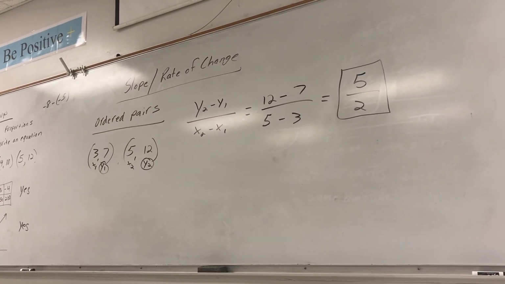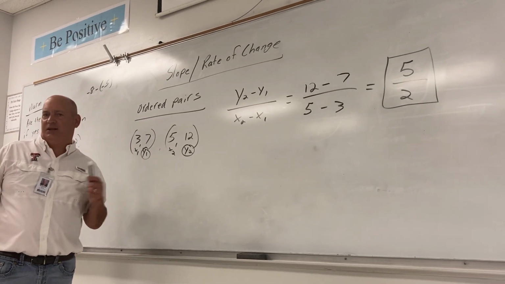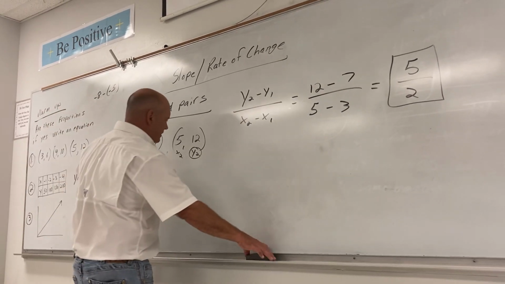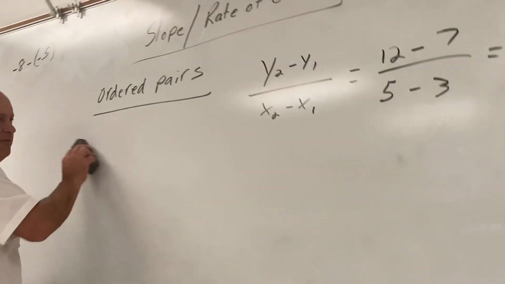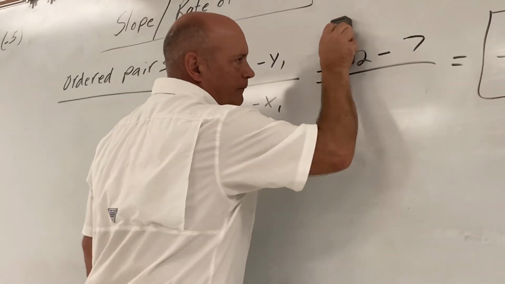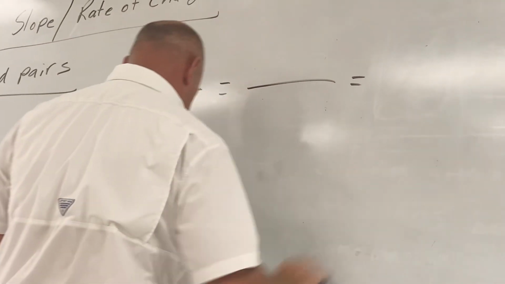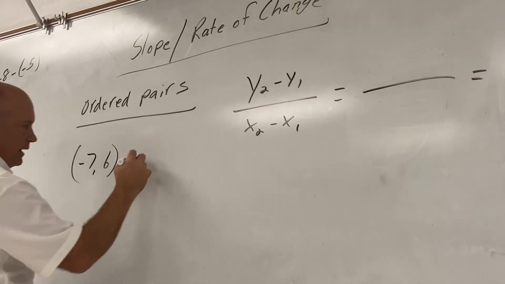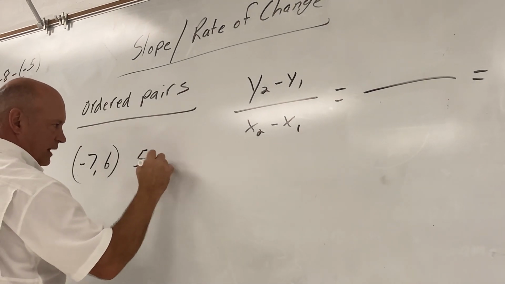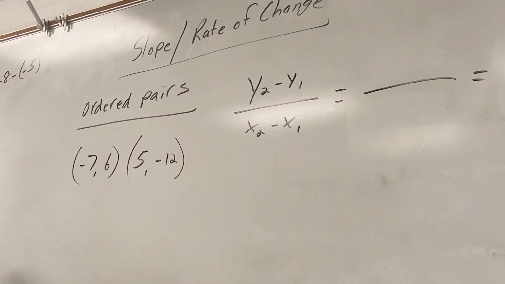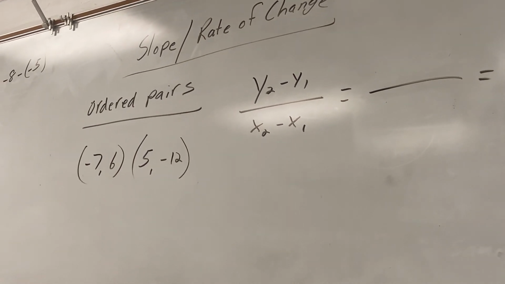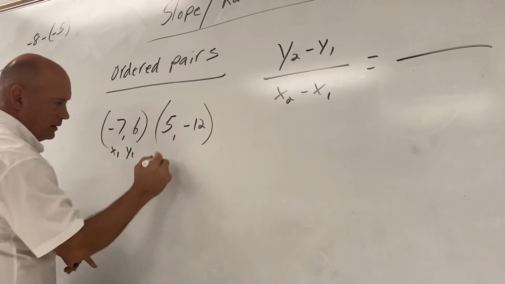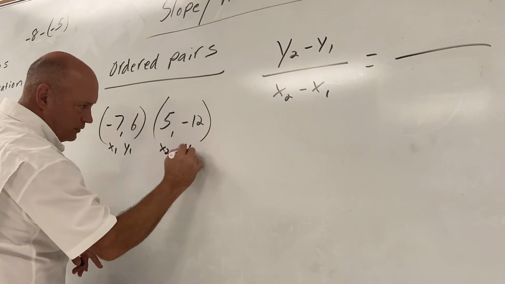All right, now this formula is nice and easy until we start putting negatives in there. That's when some kids start to struggle. So let's put some negatives in. That formula remains the same. Let's do negative 7, 6, and 5, negative 12. We're going to label them the exact same way. What are these going to be? x1, y1. What are these going to be? x2, y2.